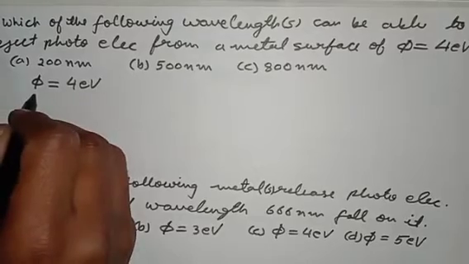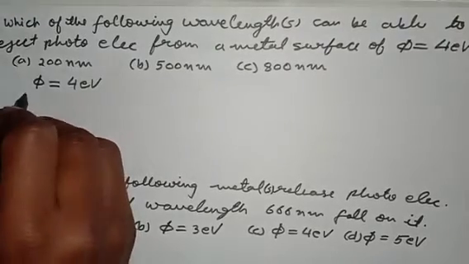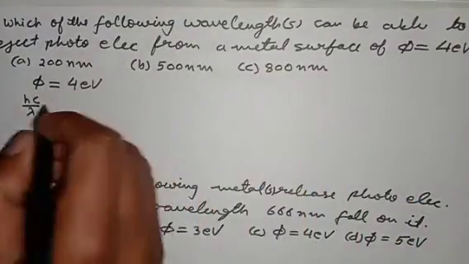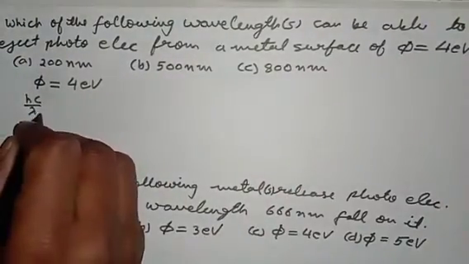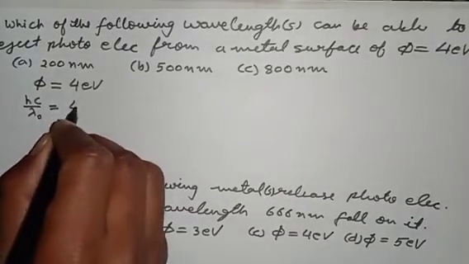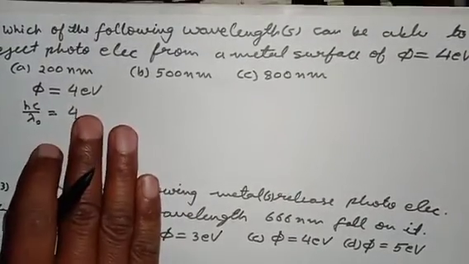So phi, we know hc by lambda, and because it is related to the work function, we put lambda naught here. It is threshold wavelength equal to 4 electron volt. Keep this thing in mind that it is in electron volt.